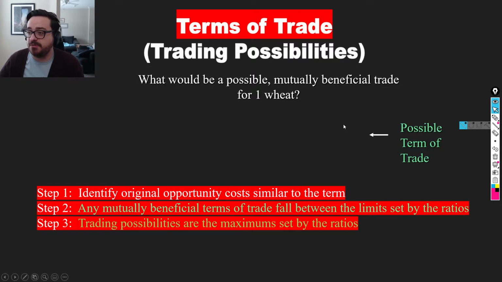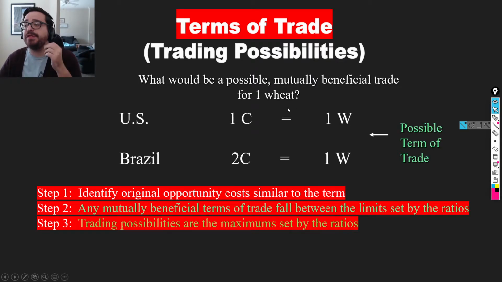Here are some steps to go down. The first step is to identify the original opportunity costs, similar to the term of trade. The term of trade is a trade for 1 wheat. I'm going to grab the opportunity costs for 1 wheat for each country.